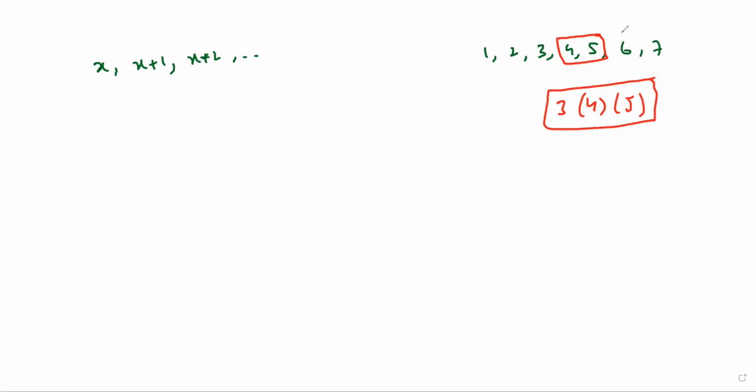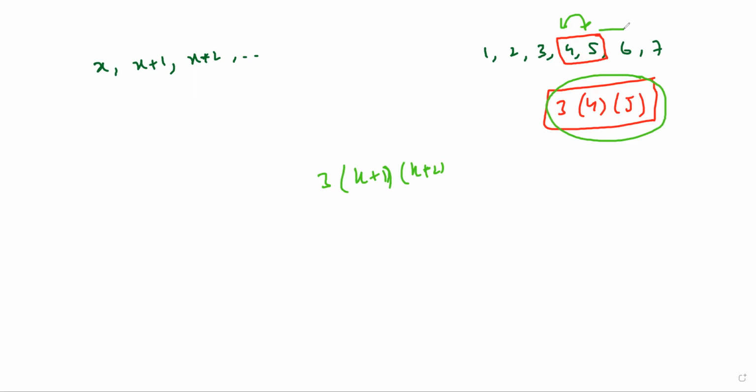If these are two consecutive integers, 4 and 5, and we had 3 into k plus 1 into k plus 2, I was telling that these are two consecutive integers, like you have 4 and 5. So this is 3 into 4 into 5. Isn't it a multiple of 6? Yes, it is.